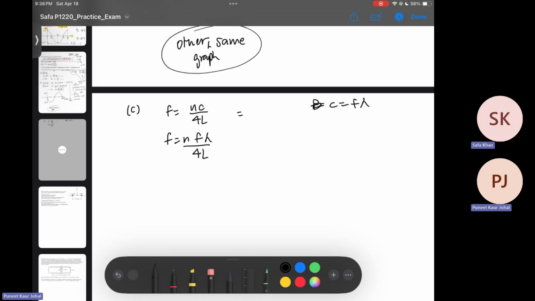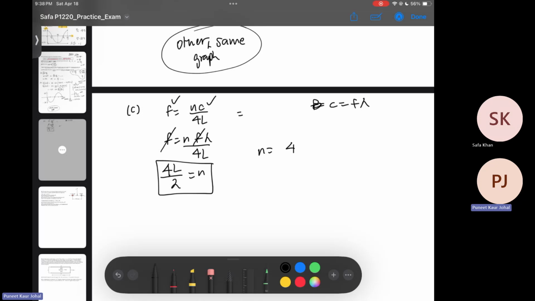If you replace the c with f lambda over 4L, then f and f cancel. So if you rearrange for n, it will just be 4L over lambda. Because the goal is to find n, right? You could do 4L over lambda, or you could just use the frequency and speed, that's fine as well.